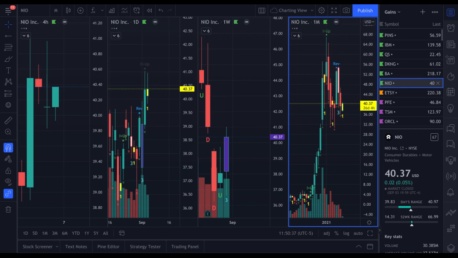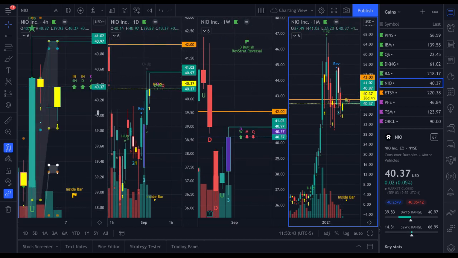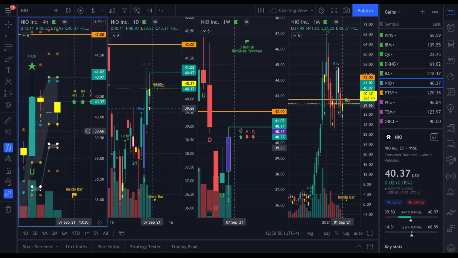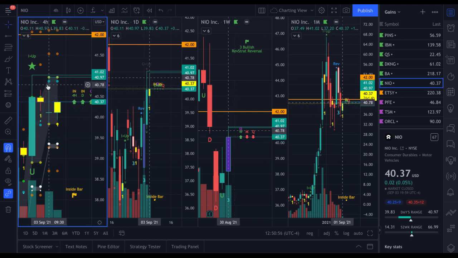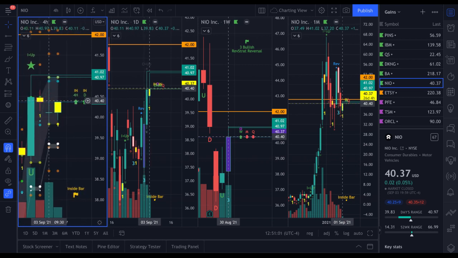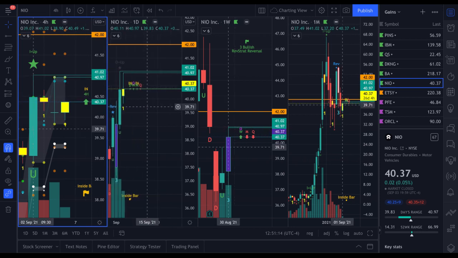Last but not least, we have NEO. So for NEO, I'm looking for, interesting, that didn't get labeled, but I'm pretty sure that is a 3. Because it's a doji. I never plotted those like that, but yeah. So this is a 312. Looking for that off of the 4-hour, off of the daily.